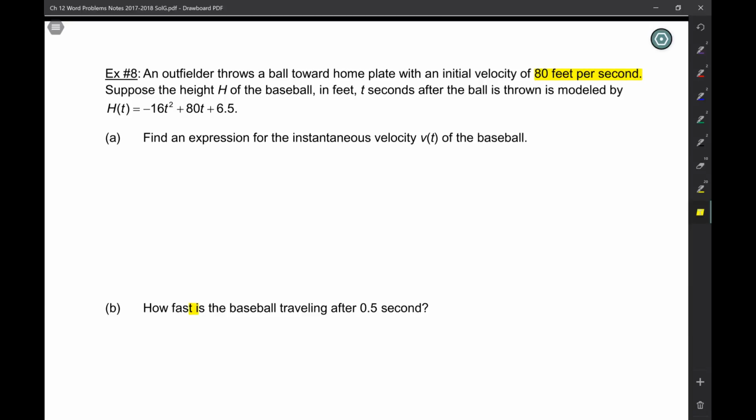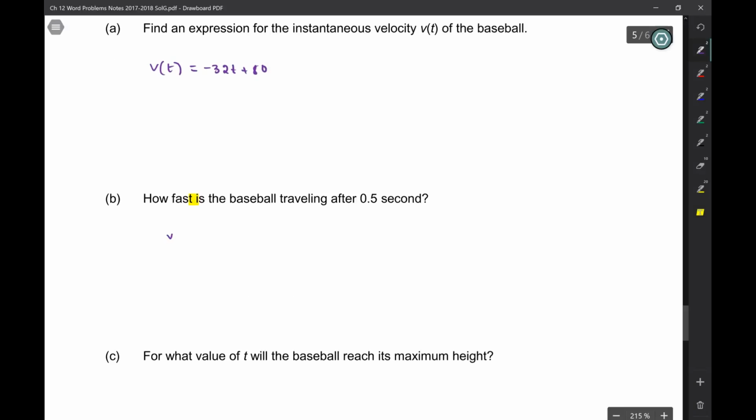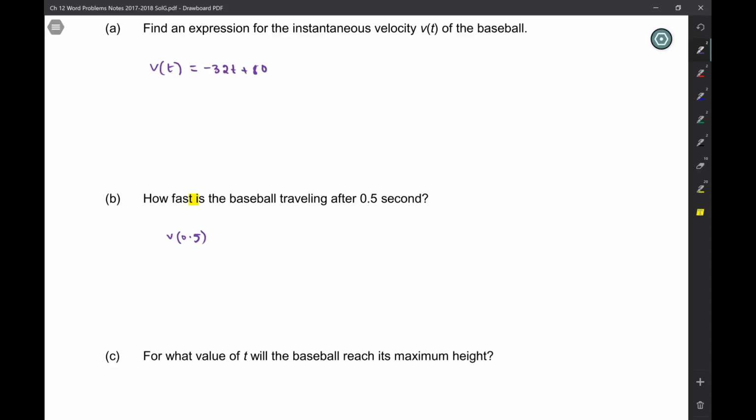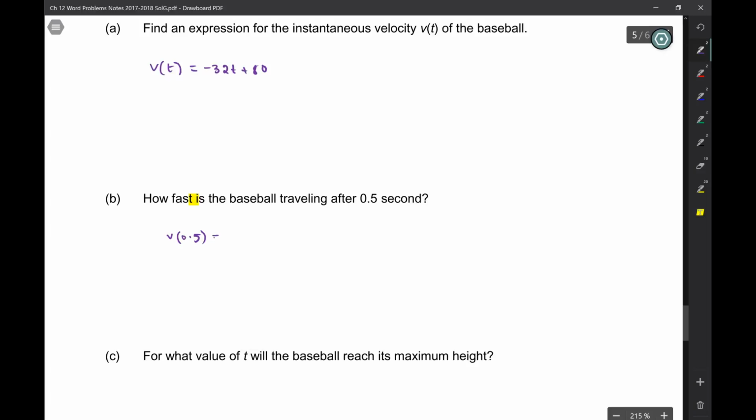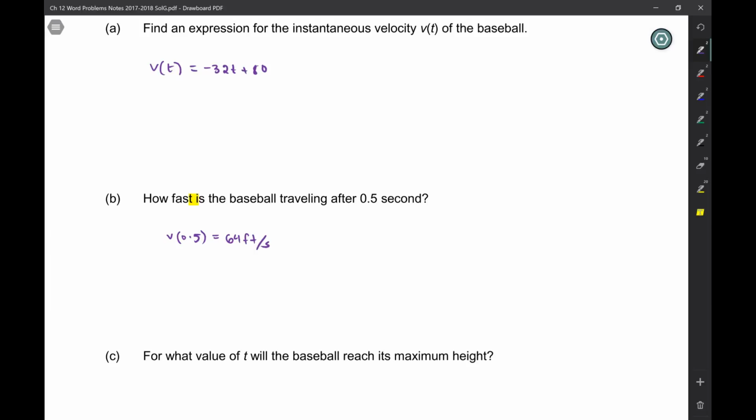I'm going to stop the recording for a few minutes. V of 0.5, so that's half a second. How much is it? 64. What does that tell you? Which way is it going? Well, this is height, so it's going upward, right?